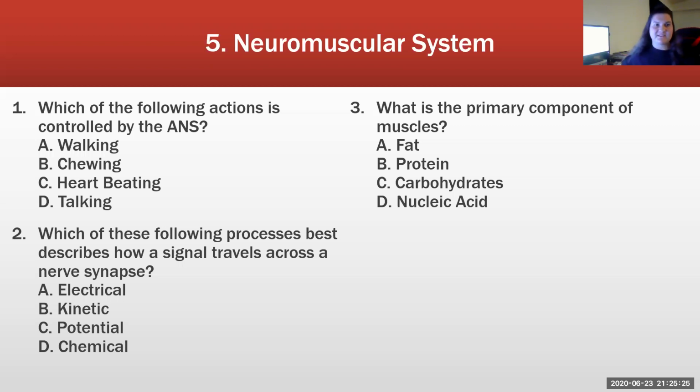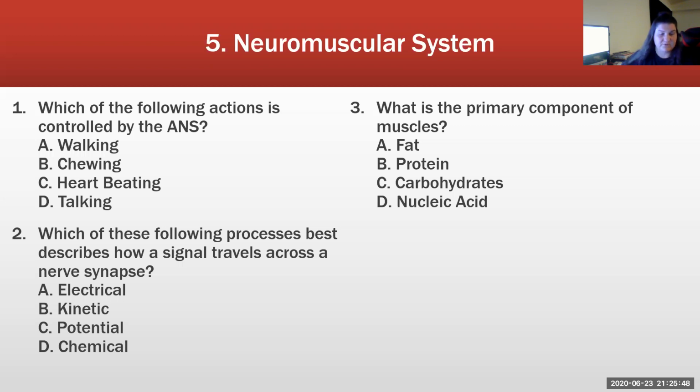Which of the following processes best describes how a signal travels across a nerve synapse? Electrical, kinetic, potential, or chemical? I'm just going to tell you the answer. Option D is correct. It is a chemical process that describes how a signal travels across a nerve synapse.